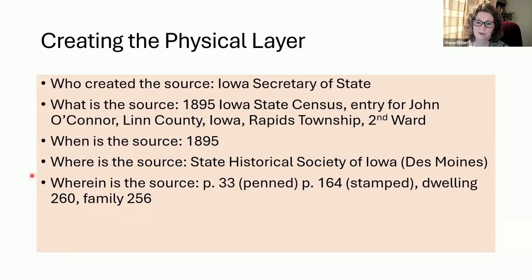If we went to the State Historical Society of Iowa and wanted to look at that physical book, we should be able to find it based on all of this information. So that's what you're thinking of when you're creating this: if I wanted to go on site, do I have the information I need to find that book?